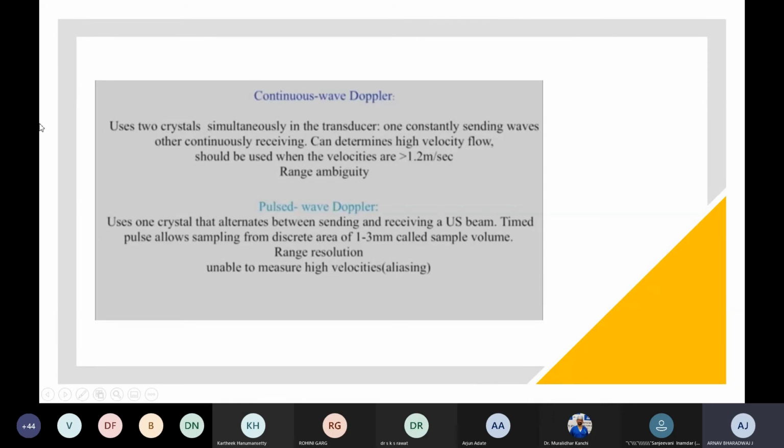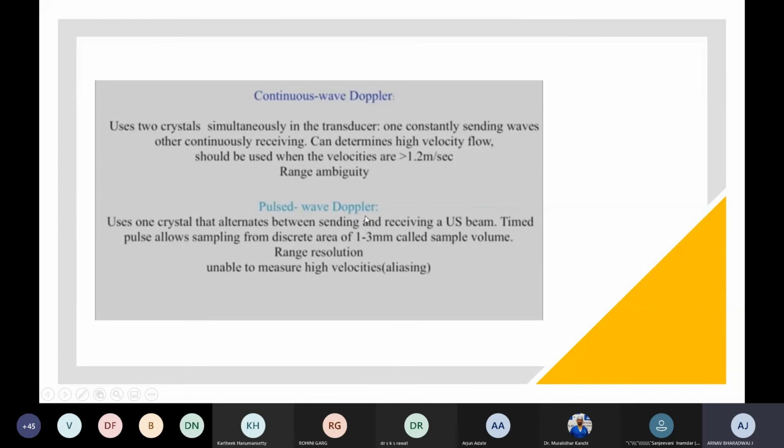Continuous wave Doppler uses two crystals simultaneously in the transducer, one constantly sending the signals and the other constantly receiving. It can determine high velocity flow of more than 1.2 meters per second. The only problem is range ambiguity. We cannot exactly pinpoint from where along the line of measurement this high velocity is coming.